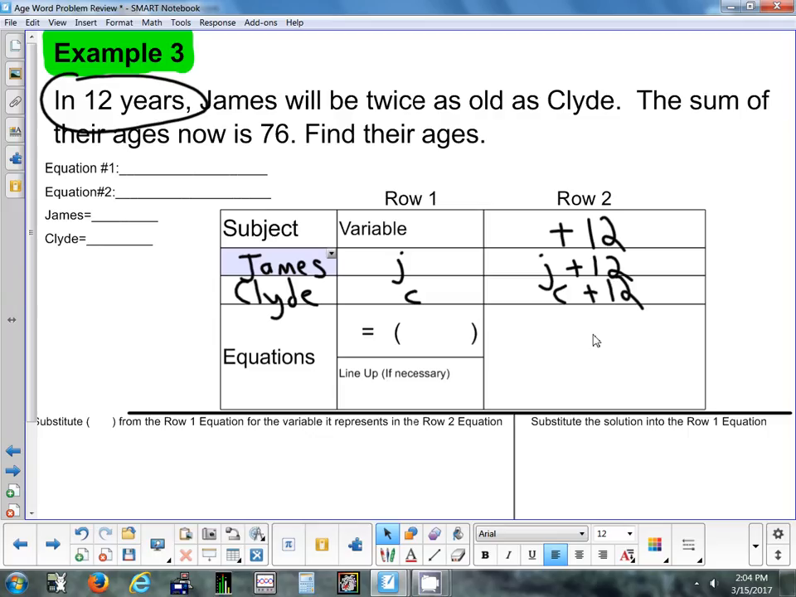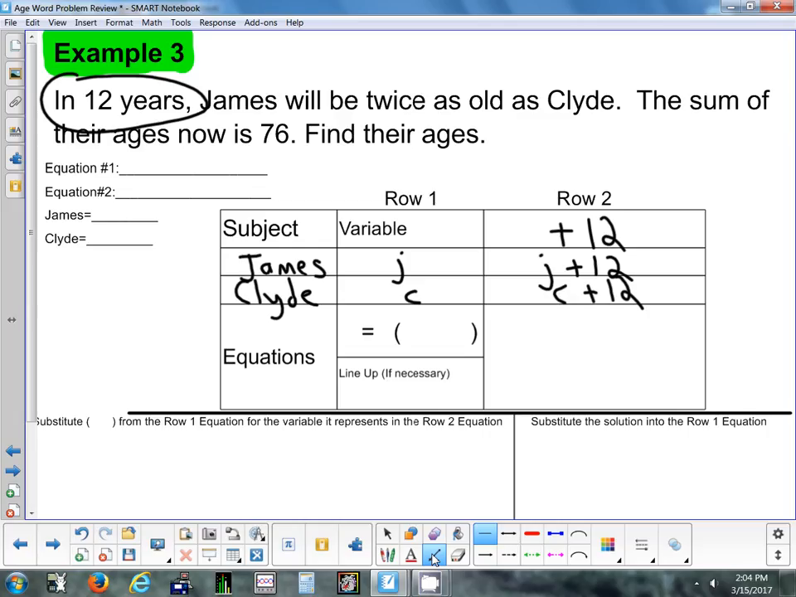So what does that mean? In that first sentence, wherever I see James, what do I write? But remember, the first sentence is dealing with the future. It's a little bit different. Oh yeah, add. So what am I going to write, Antonio? Wherever I see James in the future, what do I write? J plus 12. What about Clyde? C plus 12. Wherever I see Clyde in the future, he's represented as C plus 12.